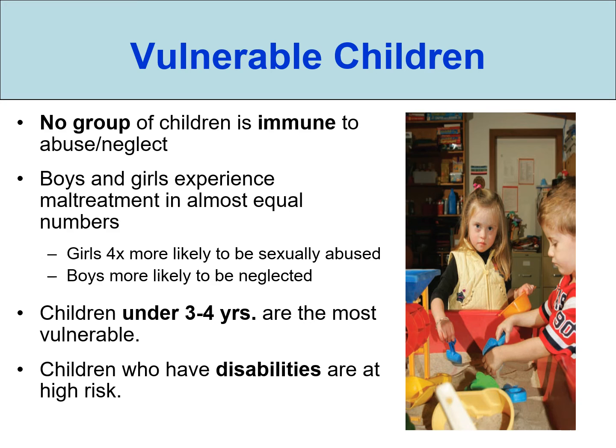So, vulnerable children. There's no group of children that are immune to abuse and neglect. Boys and girls experience maltreatment in almost equal numbers, although girls are 4 times more likely to be sexually abused and boys are more likely to be neglected. Children under ages 3 to 4 are the most vulnerable, just because they're so much more dependent, and children who have disabilities are at high risk.